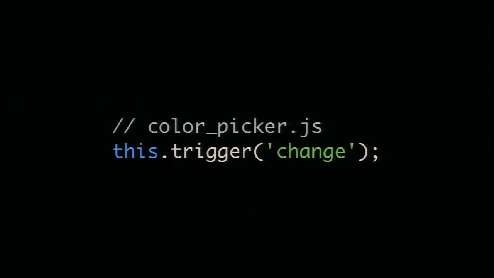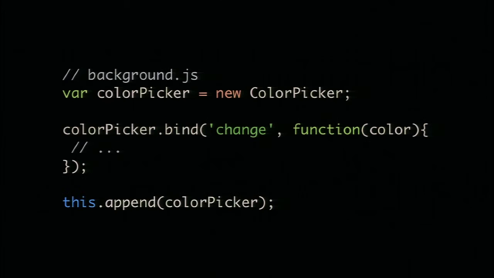PubSub events. In Spine, you can just trigger custom events in controllers, for example, in the color picker. And then in the parent controller, you can bind to those events. And the fact that they're events means that your app is not coupled together. So children shouldn't know about the parents. You should never be passing parent instances down to children.